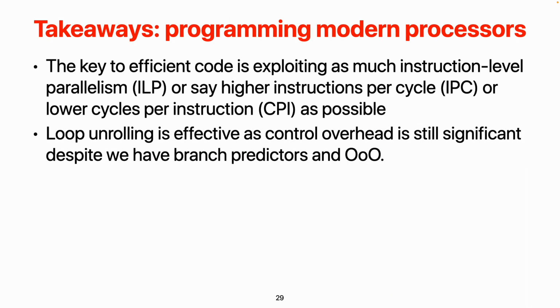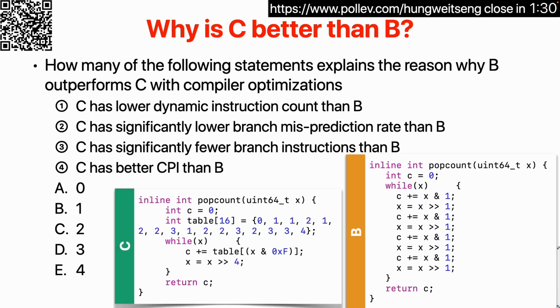Okay, so the second tip in programming on modern processors is that loop unrolling is effective, as control overhead is still significant even though we have branch predictors and out-of-order execution. Now, why is C better than B?